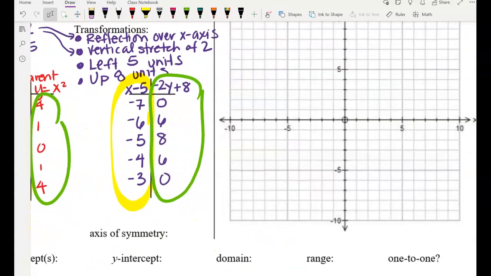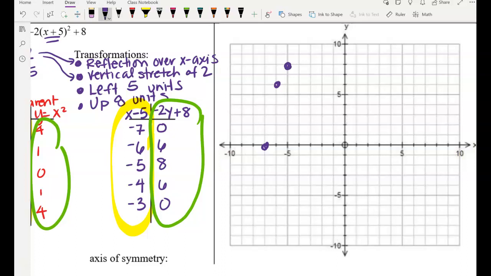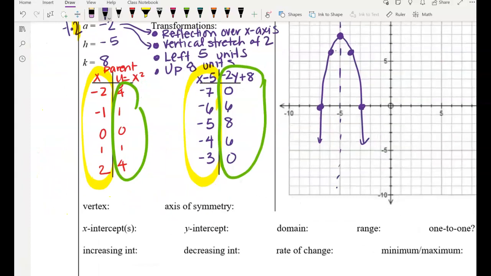Let's plot -7, staying at 0, -6, up 6. -5 is now 8. And then it reflects, okay? So this is really your vertex, and that's your axis of symmetry. So mirror image that exactly. We know it opens upside down because there was a reflection over the x-axis, just like that. So there it is. Let's graph it out. I'm sorry, let's answer all the characteristics.